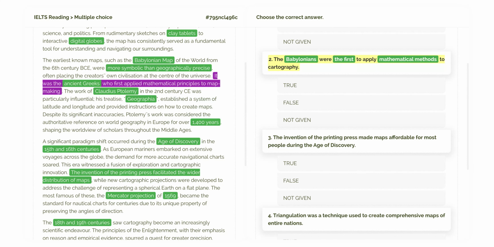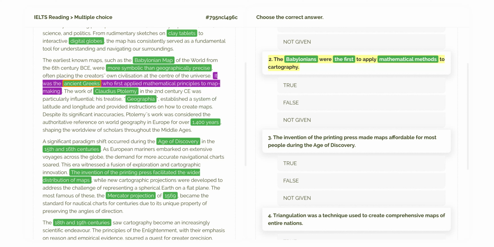False. This option states that the statement is false. The passage clearly states that it was the ancient Greeks, not the Babylonians, who were the first to apply mathematical principles. This directly contradicts the question's claim. Therefore, the statement is false. This option is correct.